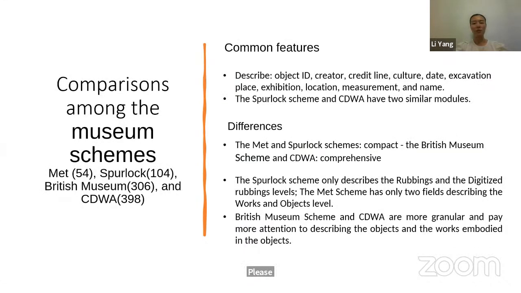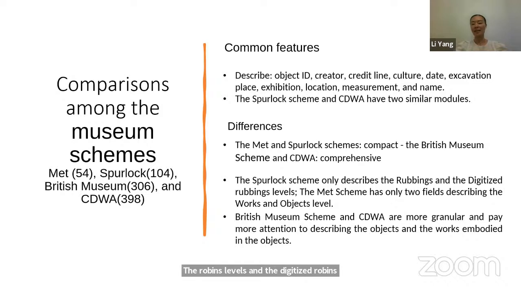Thank you. We did a comparison within the museum schemes, including the Met scheme, the Spurlock scheme, the British Museum scheme, and the CDWA. These schemes were not designed for rubbings specifically, with the emphasis on the commonality of the museum collections. They are adequate for registering rubbings with some information loss. The Spurlock scheme and the CDWA have two similar modules: the module describing physical features and the module describing exhibition information. The Spurlock scheme only describes the rubbings level and the digitized rubbings level without disclosing subject origins and the stories behind rubbings, which might be essential to understand the rubbings and their values. The Met scheme has only two fields describing works and objects, plus the rubbings levels and the digitized rubbings level.